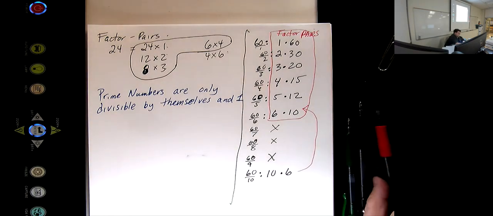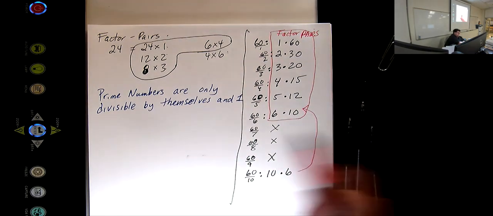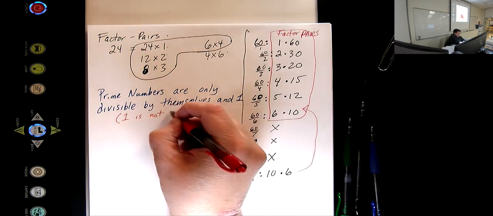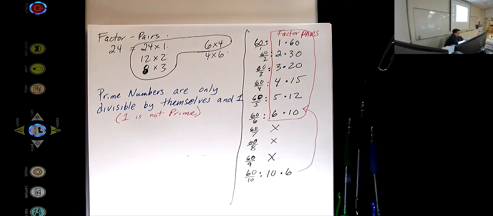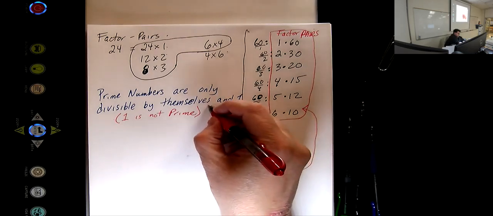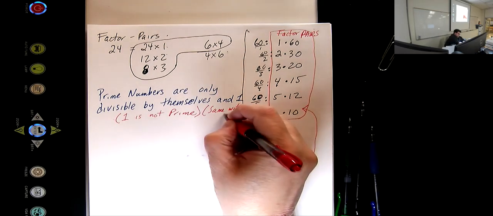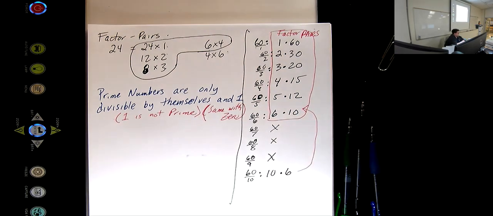The numbers that are not prime. Oh, and an important thing to note, 1 is not prime. Even though it's divisible by itself and 1, it's not considered prime. Same with 0. So the prime numbers start at 2.